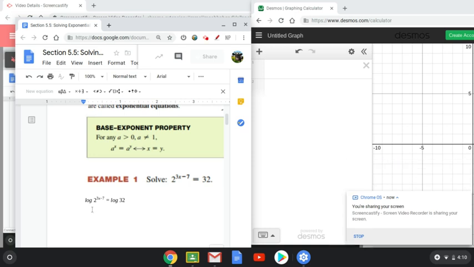Afternoon, guys. So today what we're going to be looking at is how do I use my logarithm rules to actually help me solve an exponential equation. So for example, let's say I look at example 1.